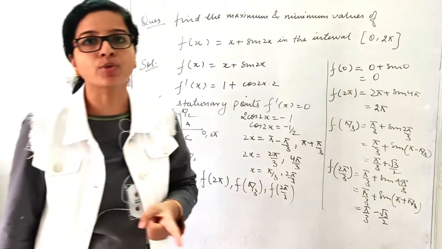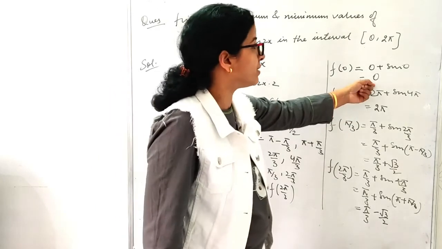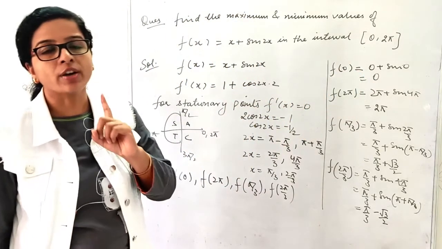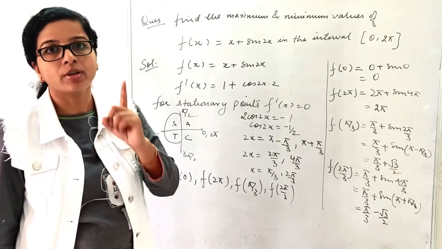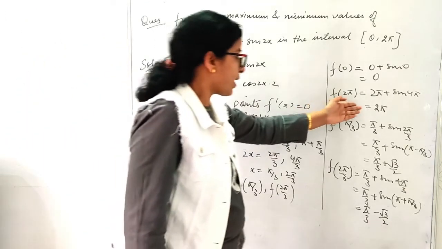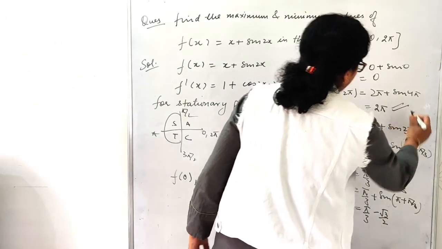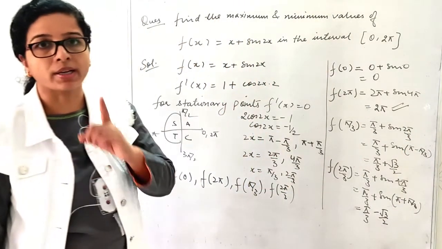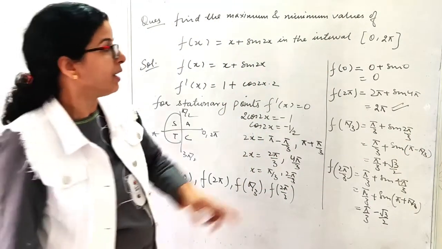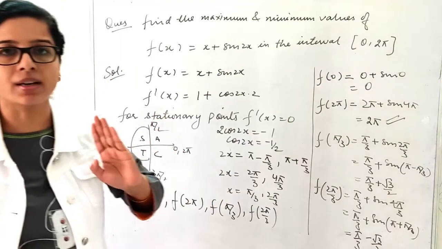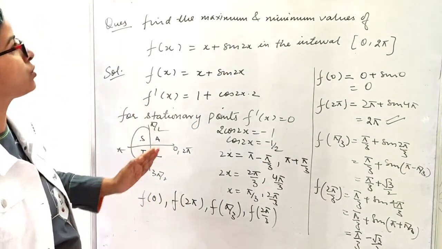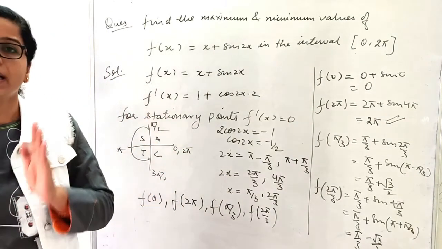And what is that absolute minimum value? It is 0. Now we have to check what will be my absolute maximum value. So check whichever is giving you the maximum value. This is the point which is giving you the maximum value. So we will get the absolute maximum value at 2 pi. Is that clear, students? So this is the way you are supposed to find the absolute maximum and minimum value.